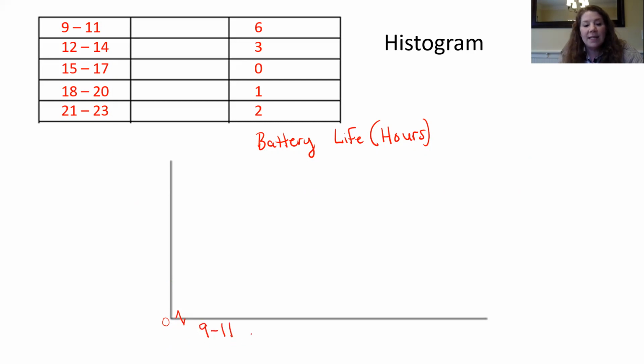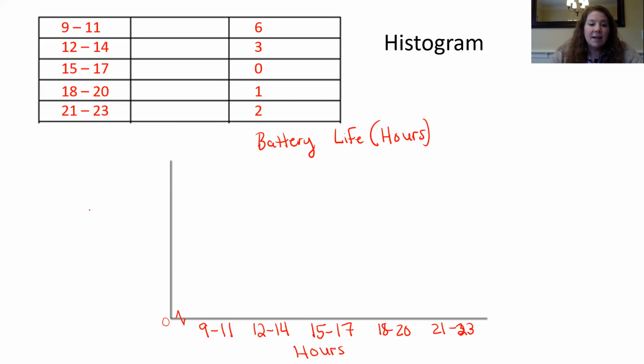So 9 through 11, and then the next interval is 12 through 14. Once again, we want these staggered out about the same distance. 15 through 17. The next group is 18 through 20. And the last group is 21 through 23. Whoops, 23. All right, and this is the number of hours, right? These are how many hours our batteries lasted.